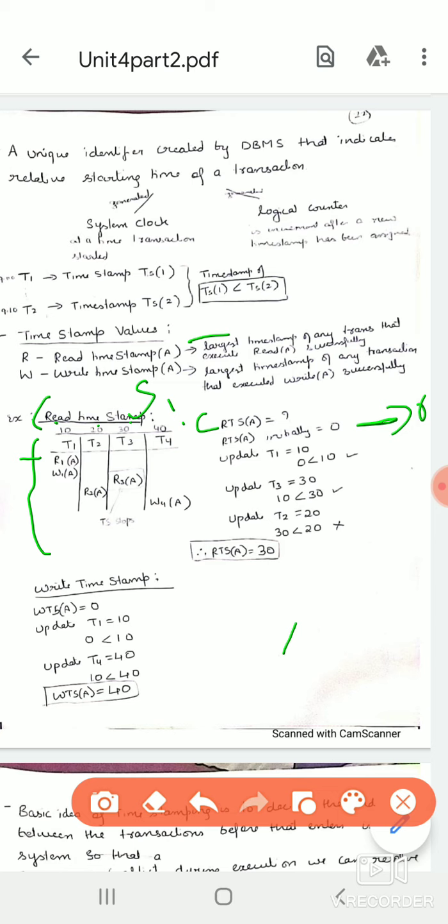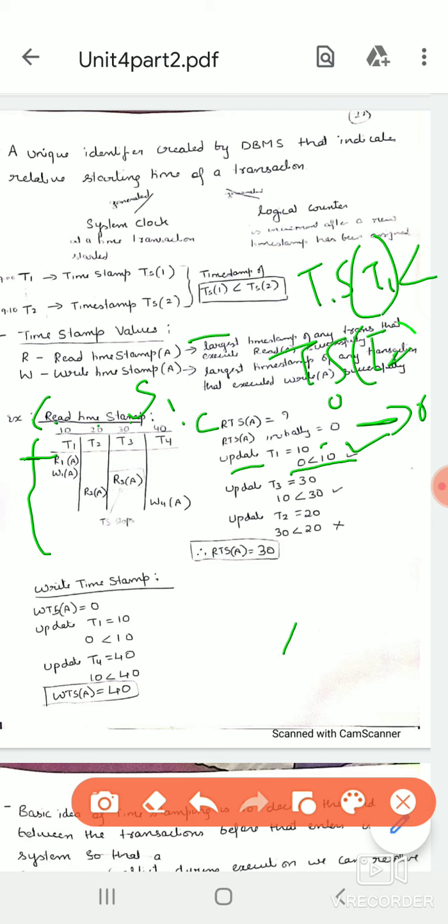First read we see is in transaction T1, R1 of A, where A has value 10. So update T1 with 10. Initially we had 0, so 0 we compare with 10. Yes, 0 is less than 10, so this is valid. This formula will be applied: timestamp of Ti is less than timestamp of Tj. So 0 is less than 10, yes, it is a valid instruction.